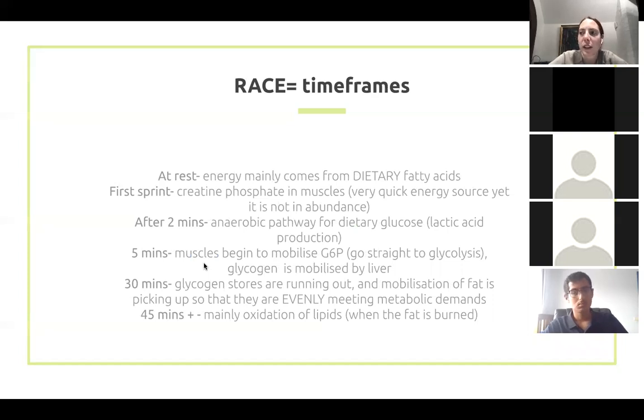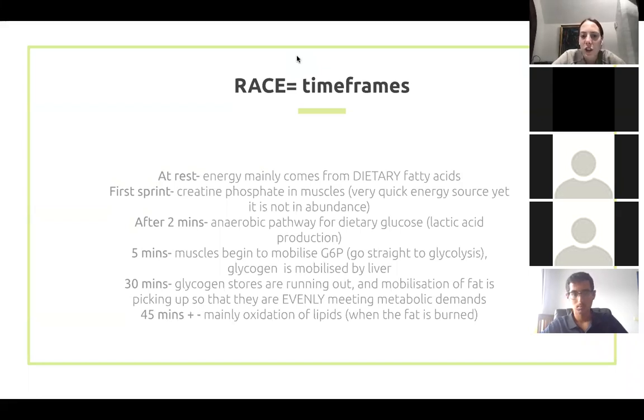Then the first sprint you do to get started on your workout is going to use creatine phosphate in your muscles. It doesn't matter exactly what this is; just know it's in your muscles and used very quickly. It's a quick source of energy, but it's not in abundance, so you're going to quickly run out of it.